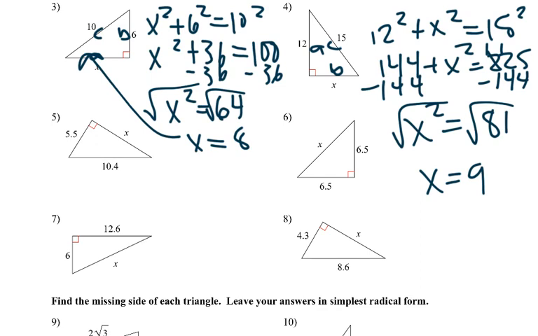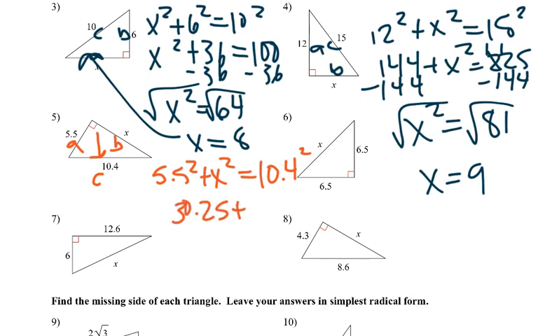Alright, number 5, same idea. Hypotenuse is right there, so that's our C. The other two we call A and B. So 5.5 squared plus x squared equals 10.4 squared. Here's definitely a part where we're going to want to use our calculator because we've got these decimals. So 5.5 squared is 30.25 plus x squared equals 10.4 squared, which is 108.16. So we subtract 30.25 from both sides.